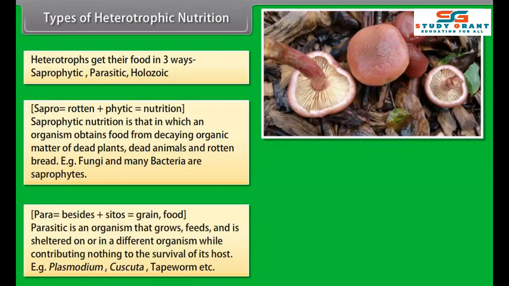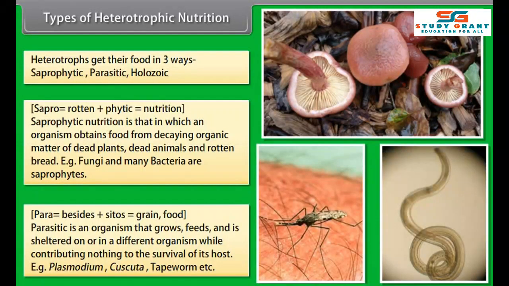Saprophytic nutrition is that in which an organism obtains food from decaying organic matter of dead plants, dead animals, and rotten bread. That is, fungi and many bacteria are saprophytes.